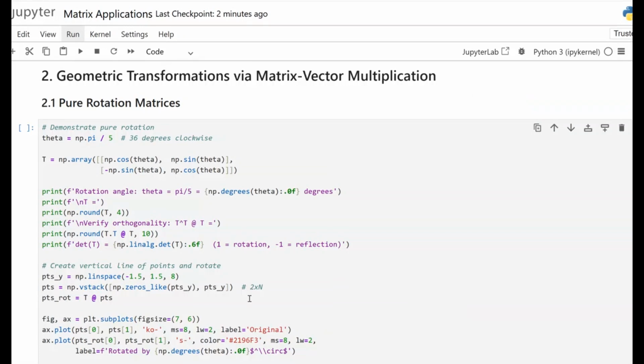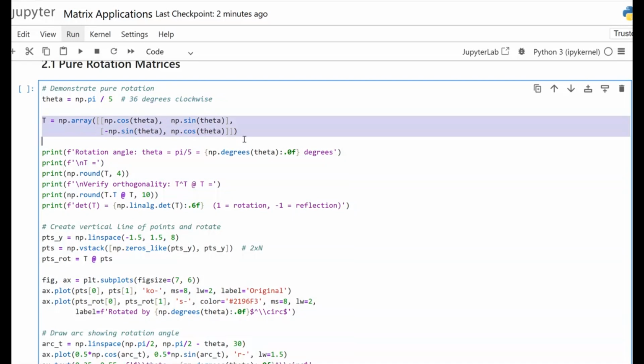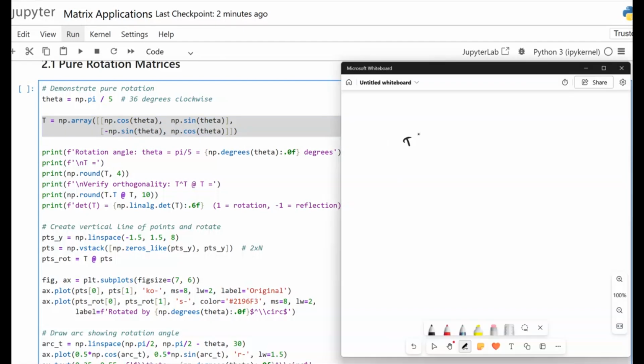So let me just see what the exact code defines. So dear friends, actually here, theta equals np.pi divided by 5. So actually this is the degree clockwise, that is 36 degrees clockwise. And here we have the exact T matrix, T of theta, which equals a matrix whose first row is cos theta, sin theta, and the second row is negative sin theta, cos theta.